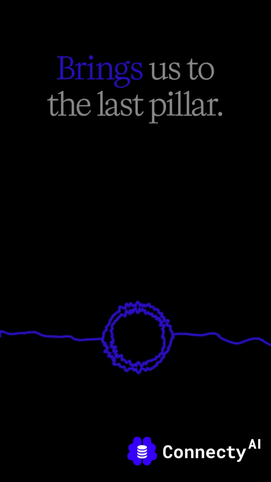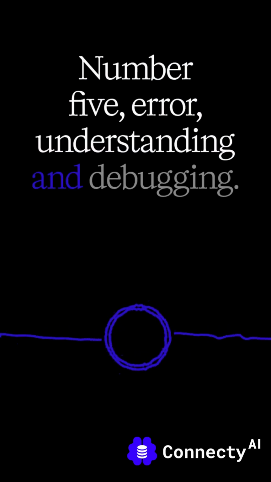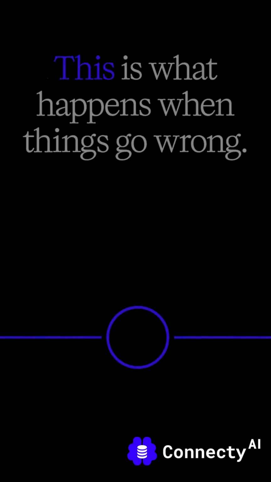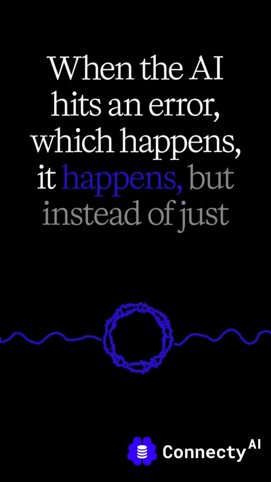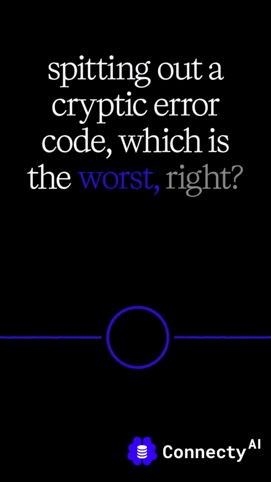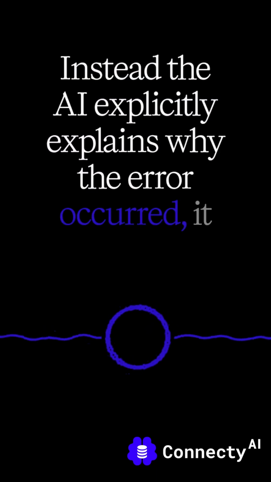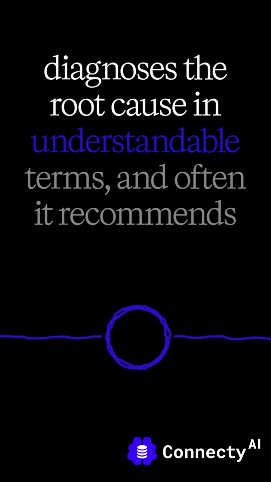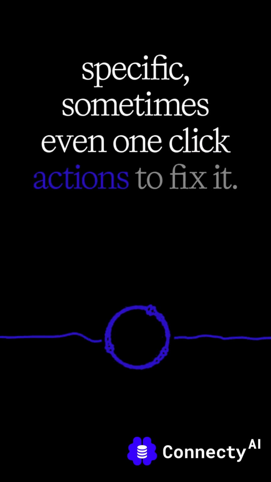Smart. Okay, brings us to the last pillar. Yep, number 5. Error understanding and debugging transparency. This is what happens when things go wrong, when the AI hits an error. Which happens. It happens, but instead of just spitting out a cryptic error code... Which is the worst. Right. Instead, the AI explicitly explains why the error occurred. It diagnoses the root cause in understandable terms, and often it recommends specific, sometimes even one-click actions to fix it.